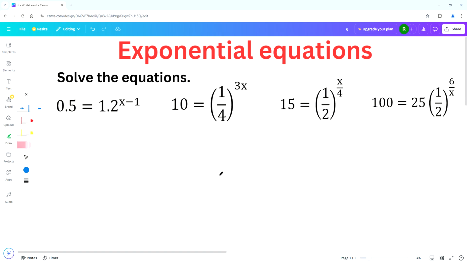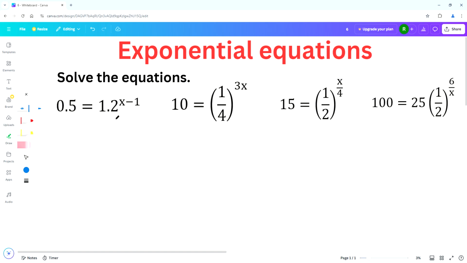In this video, we'll solve these four exponential equations. Let's start with the first one. 0.5 equals 1.2 to the power x minus 1. In this equation, the variable is x. We have to find the value of x. X minus 1 is the exponent on 1.2.